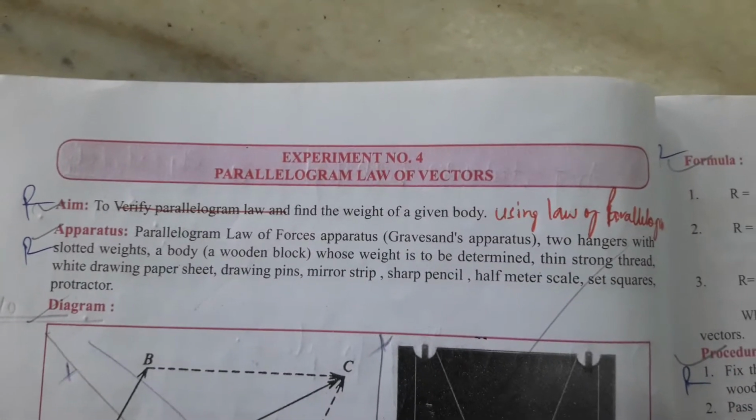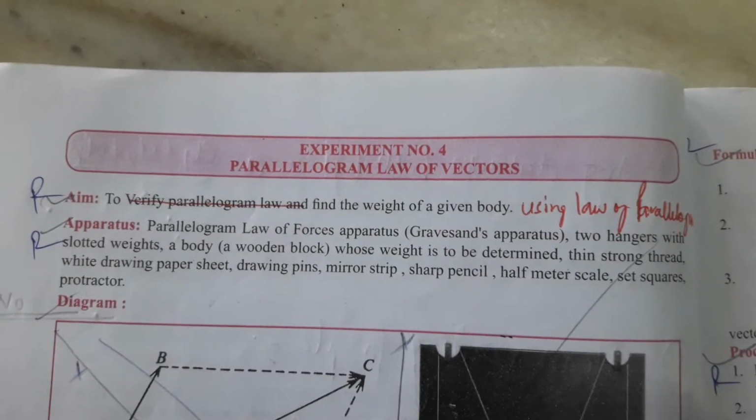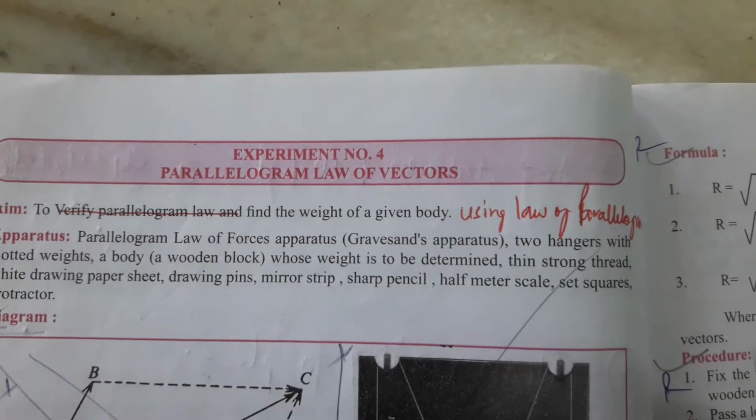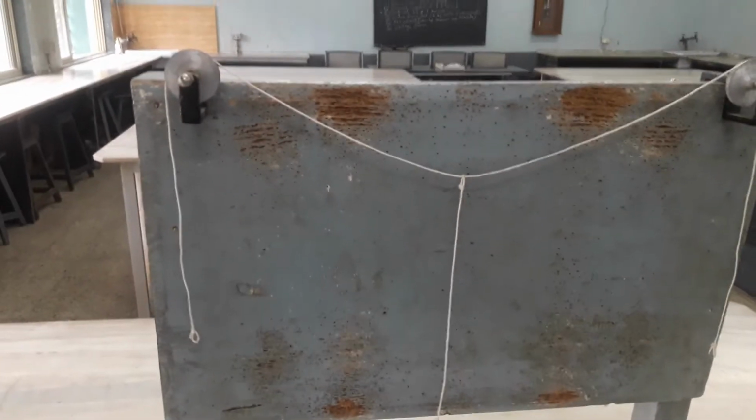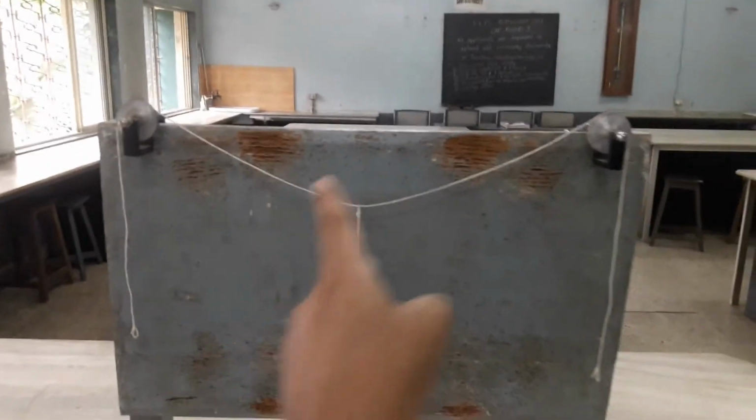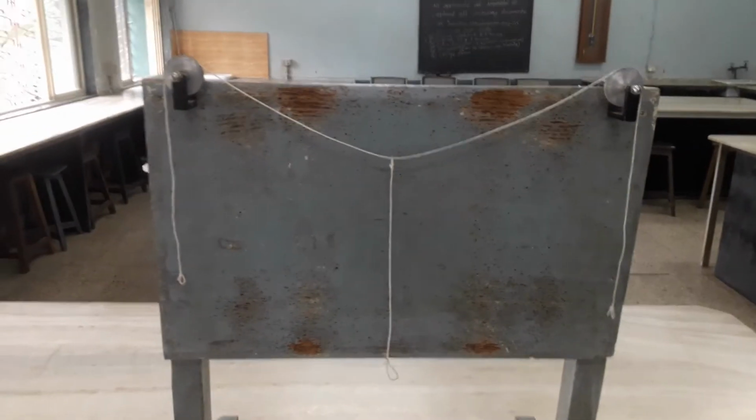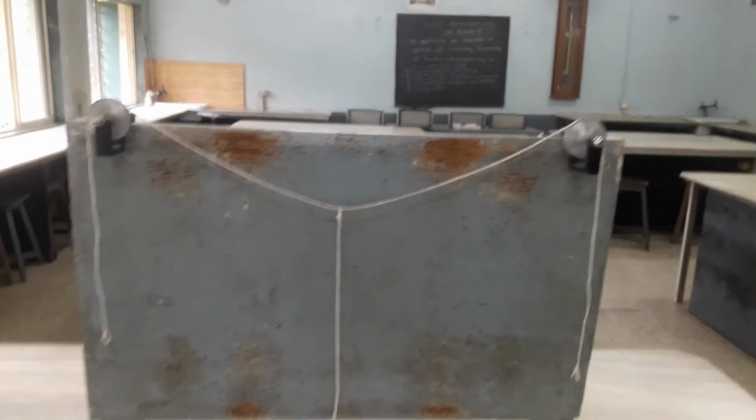Experiment: parallelogram law of vectors, or you can say law of parallelogram. Aim: to find the weight of a given body using the law of parallelogram. The apparatus for the same: see this, a wooden board, this thread which will pass over a pulley.